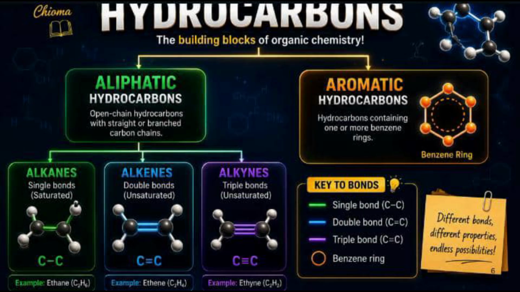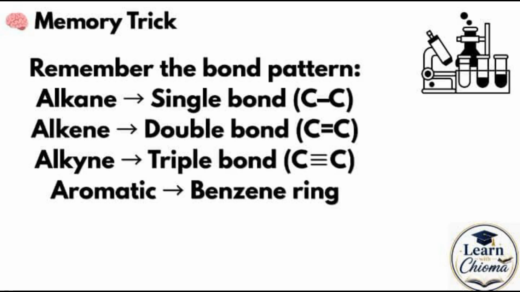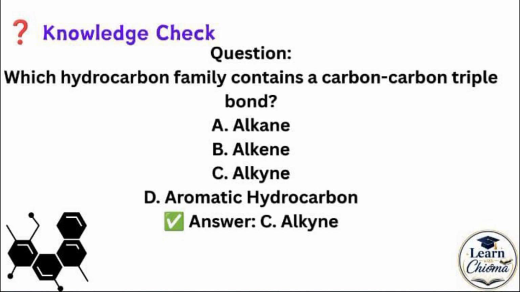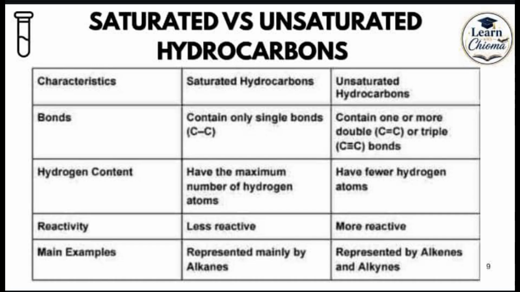We've classified hydrocarbons into different families, but before studying each family in detail, we need to understand one important distinction: which hydrocarbons are saturated and which are unsaturated. Let's explore that next. Hydrocarbons are divided into two broad categories based on the bonds between their carbon atoms: saturated and unsaturated hydrocarbons. Saturated hydrocarbons contain only single carbon-carbon bonds. Because of this, each carbon atom is bonded to the maximum possible number of hydrogen atoms. The alkane family belongs to this group.